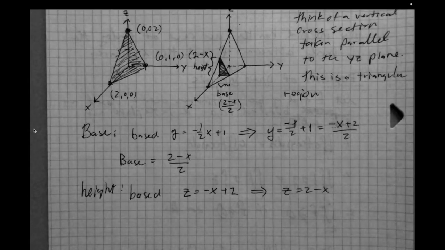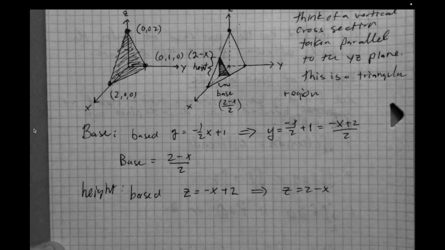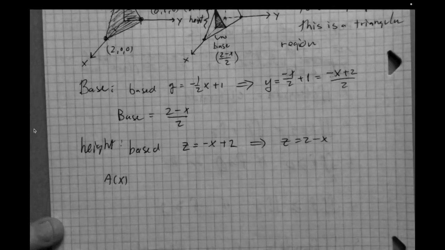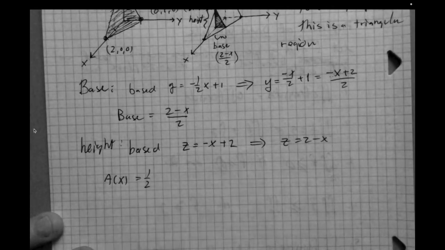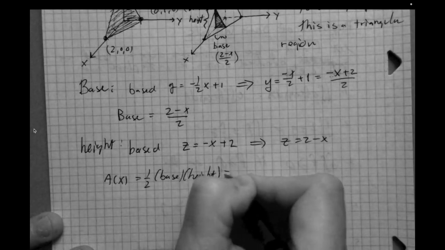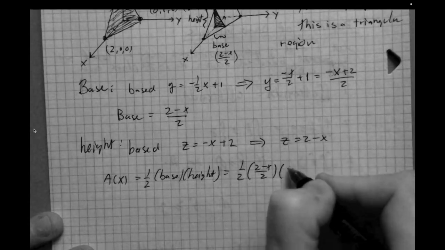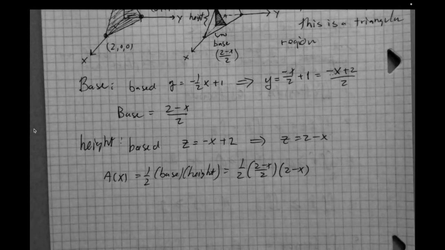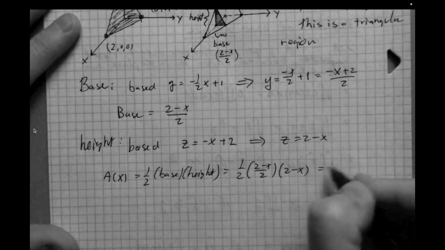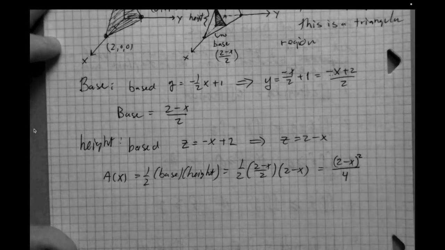Okay, and so what is the area of this slice of this three-dimensional region? The area, which is a function of x, is going to be equal to 1/2 base times height, where the base is (2 minus x) over 2. The height is 2 minus x, and so we can see that the area is equal to (2 minus x) squared over 4.